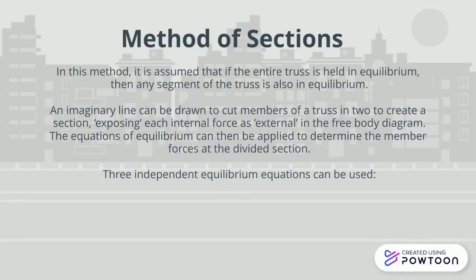The second method that can be used is the method of sections. In this method, it is assumed that if the entire truss is held in equilibrium, then any segment of the truss is also in equilibrium. An imaginary line can be drawn to cut members of a truss in two to create a section, exposing each internal force as external in the free body diagram. The equations of equilibrium can then be applied to determine the member forces at the divided section. Three independent equilibrium equations can be used: the sum of the forces in the x equal to 0, the sum of the forces in the y equal to 0, and the sum of the moments about a point in a certain direction equal to 0.